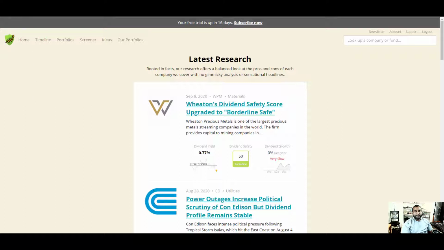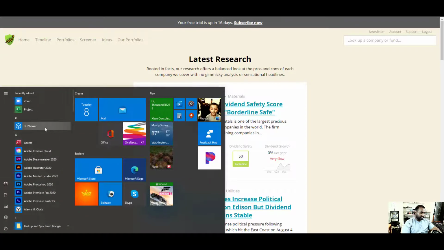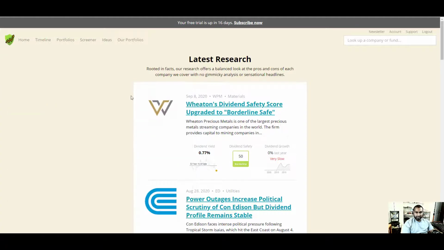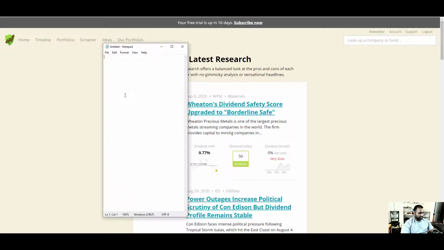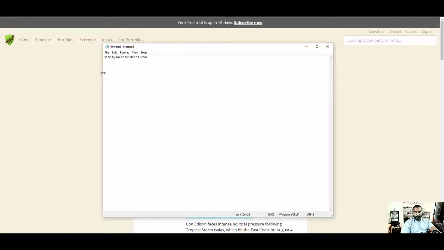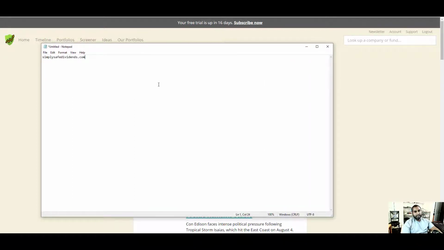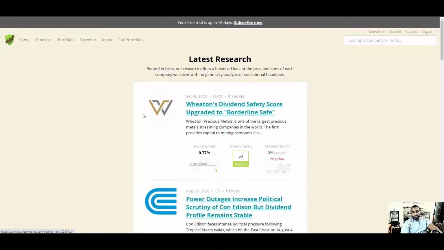The website name is simply safedividend.com. Spelling is this here. So let me put it on notepad just in case you don't know. So that's right here. Okay. This is the website name, simply safedividend.com. When you first go into this website, you can sign up for a free trial.